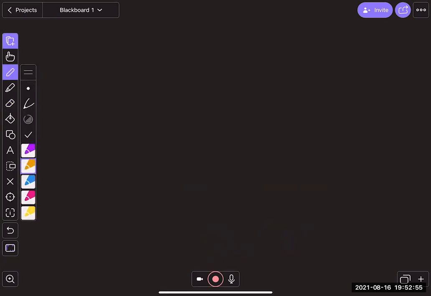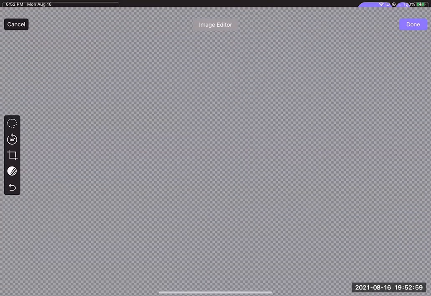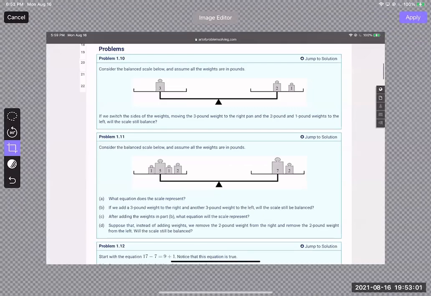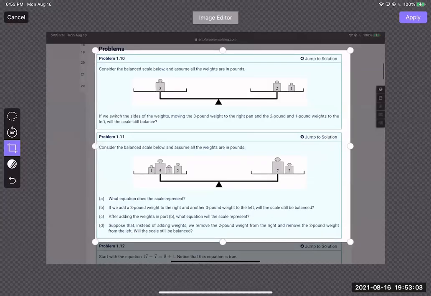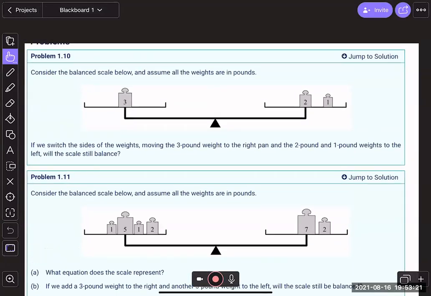All right. So with that being said, let's take a look at some of the problems. Problem 1.10 and 1.11 here. Problem 1.10 says for us to consider the balance scale below and assume that all of our weight is in pounds, right? So if we switch the sides of the weights, Theodore, is this still going to balance out?